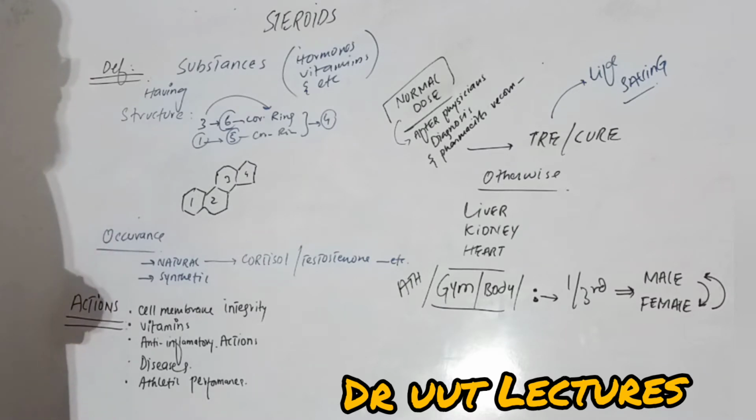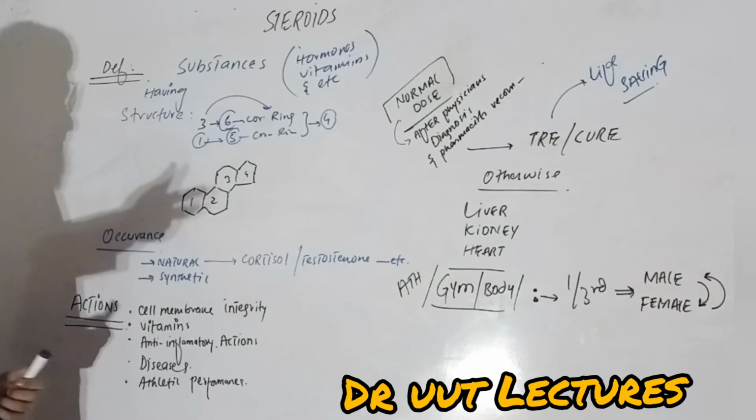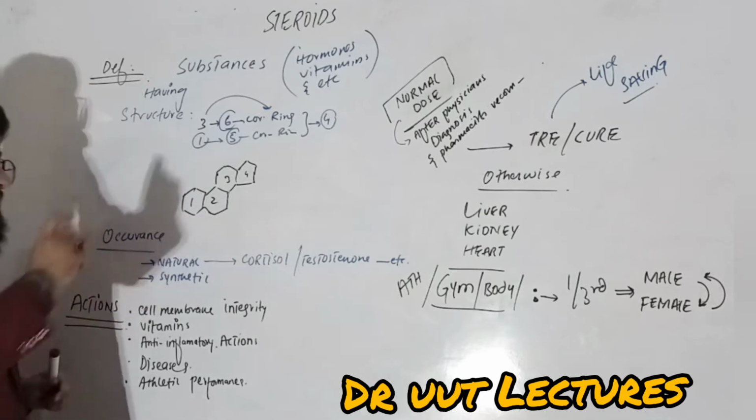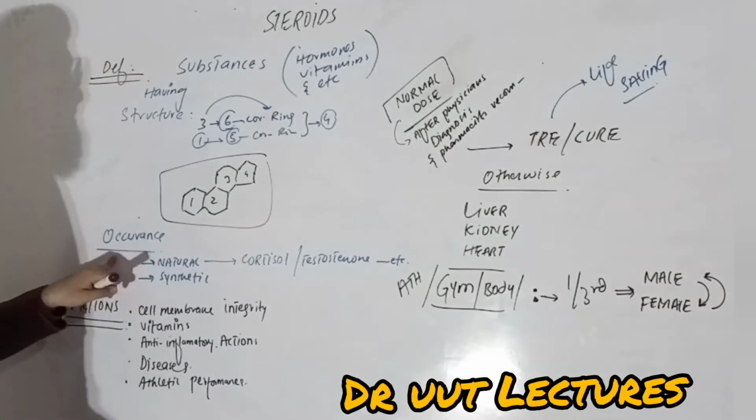Well, a steroid can be a hormone, it can be a vitamin, it can be anything. And the very important thing is that it must be having this particular nucleus. That's it. Now, where do these steroids occur?